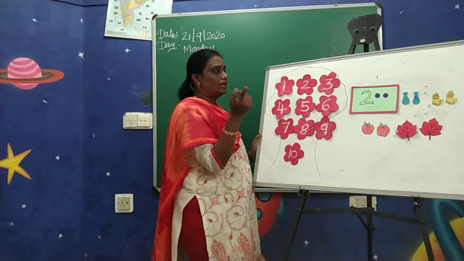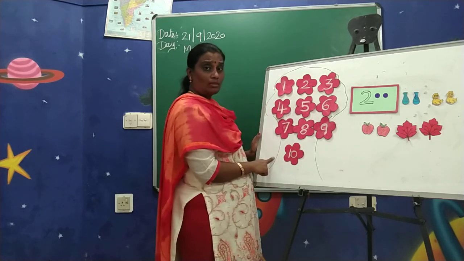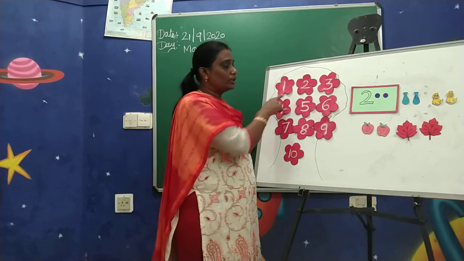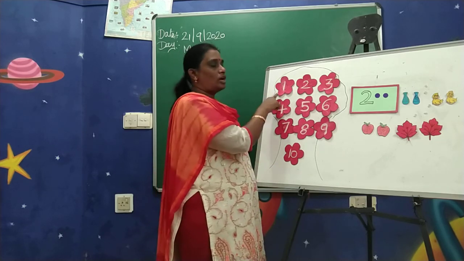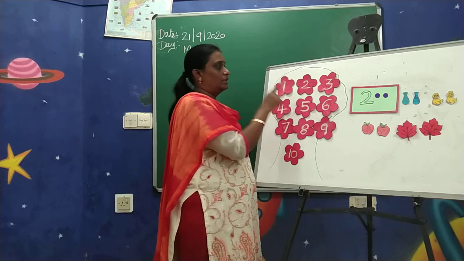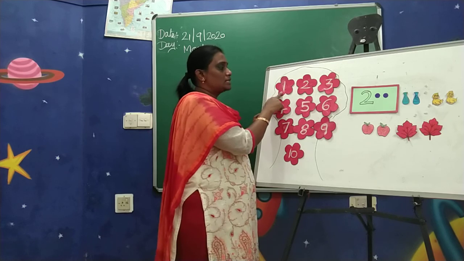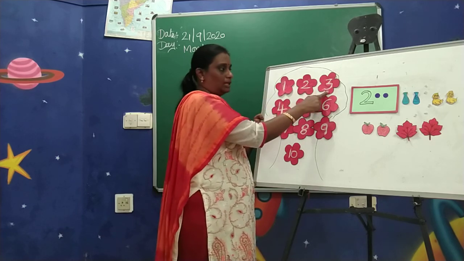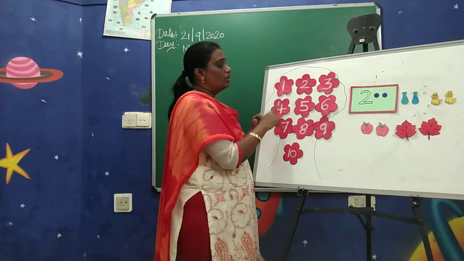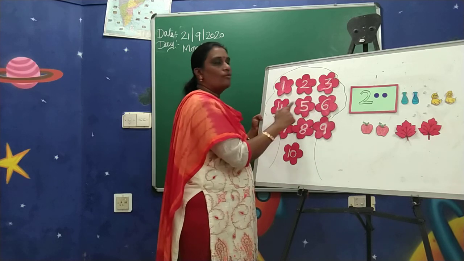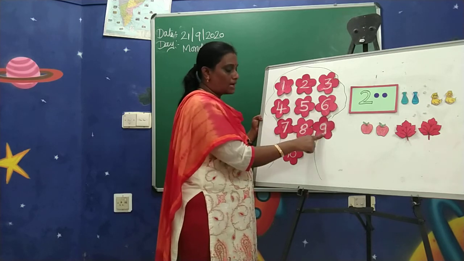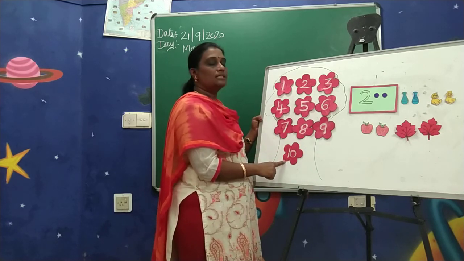So children, once again I am telling. Here I have drawn the tree. On the tree I have put some flowers. This is only for counting 1 to 10. So first you have to identify the number 1. Number 1 will always have one flower. Number 2, you have 2 flowers. 1, 2, 3. After 3, 4, 5, 6. After 6, 7, 8, 9. After 9, next comes number 10.